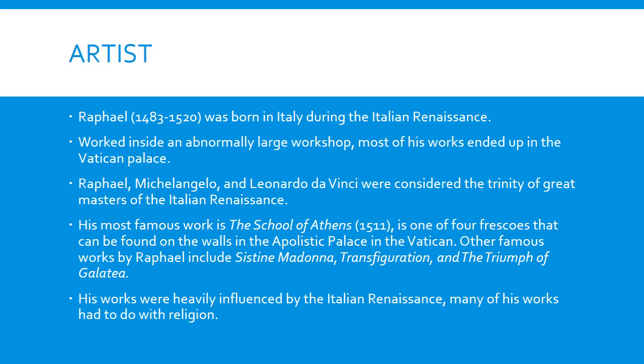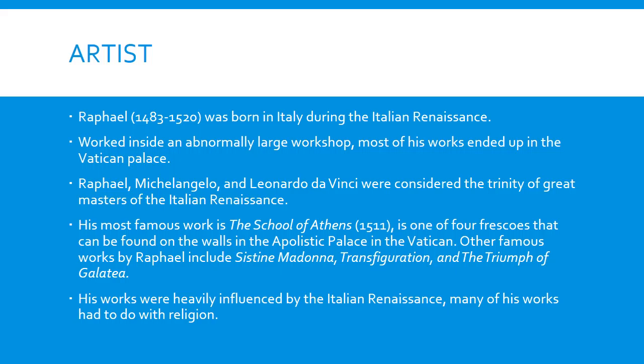He was known to work inside very large workshops, in which he created a large body of work. Most of his works ended up inside the Vatican Palace, including his most famous, the School of Athens. And the School of Athens was one of 4 frescoes inside of the Vatican. He is also considered among the best artists of his era, with the other great artists including Michelangelo and Leonardo da Vinci. They are often called the Trinity of Great Masters of the Italian Renaissance.